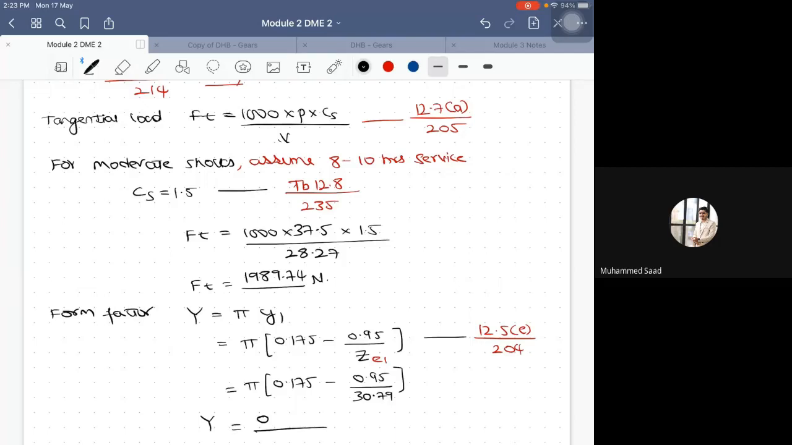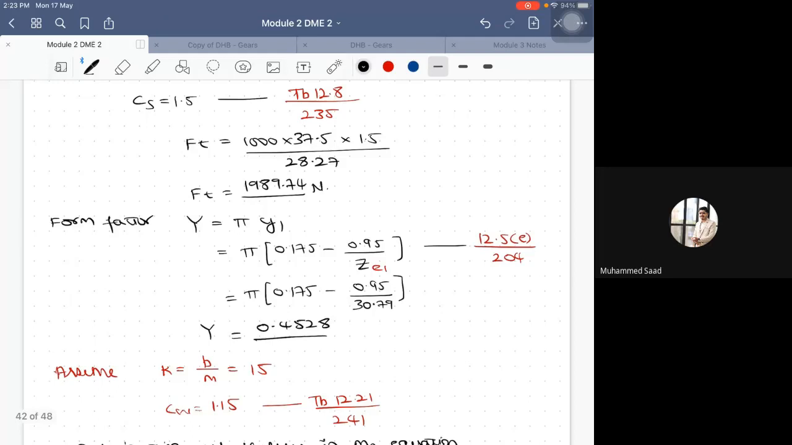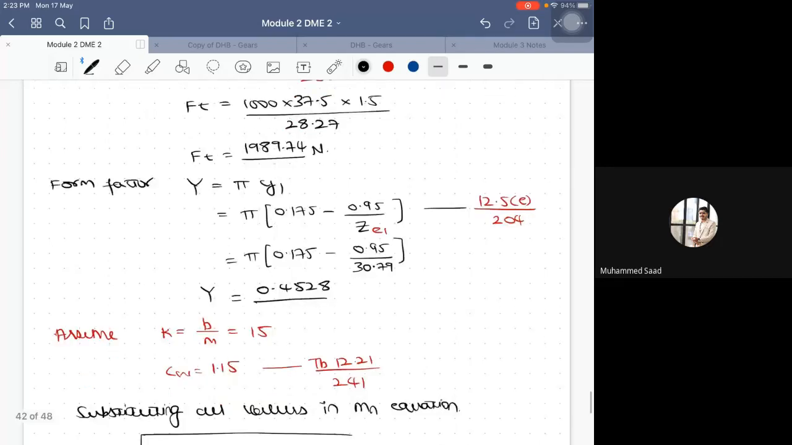0.4528. That's great. Next. Since the value of K or CW is not given, again, standard values we have been following since the last many problems. Take the value of K to be 15 for helical gear and 10 for spur gear. CW is 1.15, so you can refer table number 12.21, 241. Standard lubrication thing, we have taken it as 1.15.